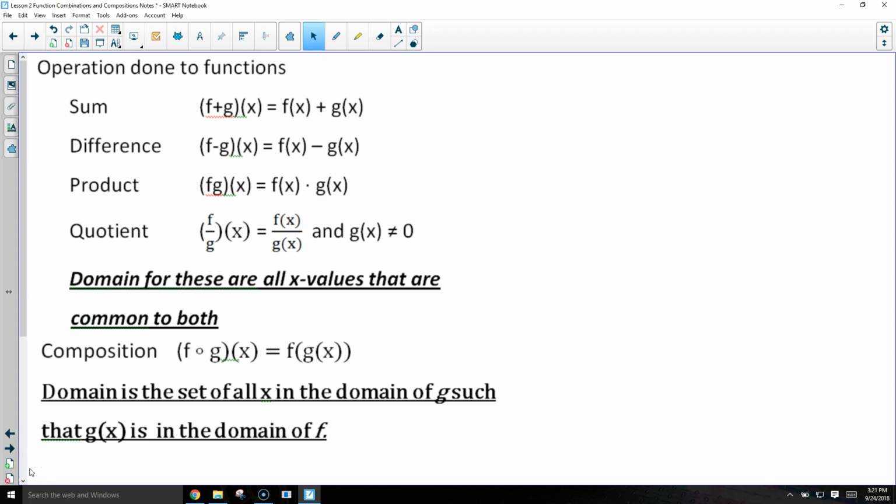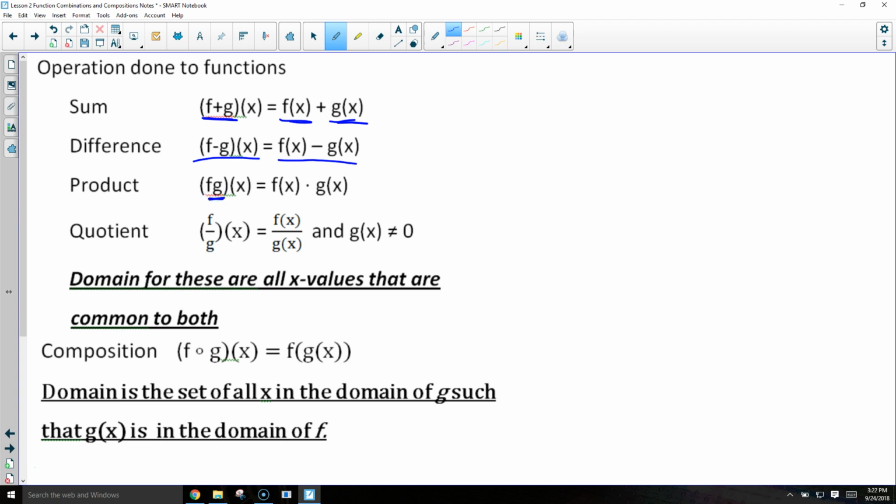Okay, so today we are going to start into lesson 2 about function combinations and compositions. The first few things are just operations with functions. So you can see here if we are doing f plus g of x, that's the same as adding the functions together separately. Naturally, subtraction works the same as addition.